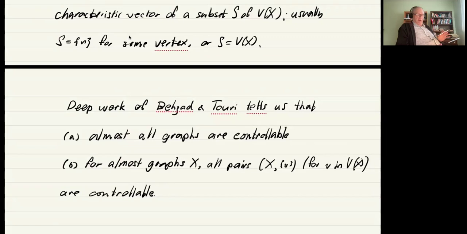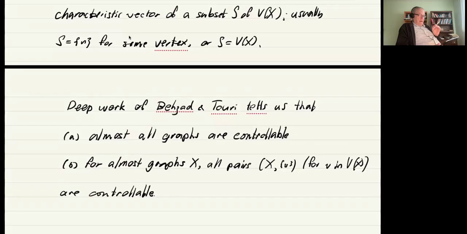So the idea is, in a sense, that almost all graphs have this controllable property. So it's something that's very common. Okay, and we're going to use it to rule out perfect state transfer, and then we're going to conclude that for almost all graphs, you don't get perfect state transfer. So it's going to give us information about the non-existence of perfect state transfer.